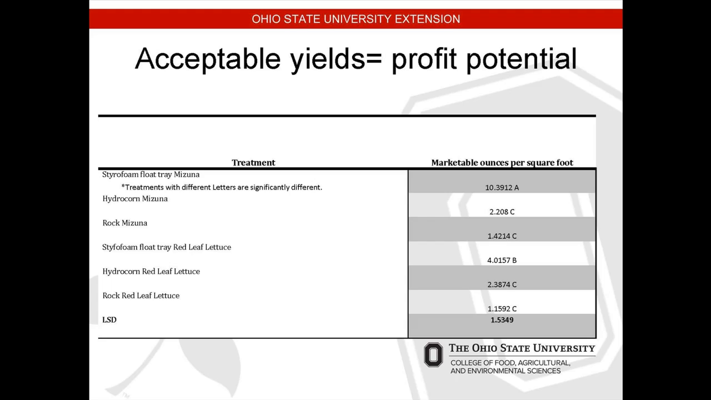Here's some of the yields we had. We had acceptable yields, really. Here's some of the different soilless mixes that we looked at. Hydrocorn, we looked at on red leaf lettuce, we looked at Mizuna, we had some of this volcanic rock stuff. I don't know where Laura got that idea, but you can see those yields were way down, weren't they?